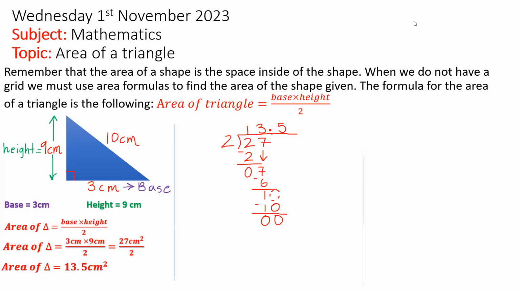Yes, sir. Base times height. The base is 3 and the height is 9. So 3 times 9 is 27. And you divide 27 by 2, which gives you 13.5. Thank you. All right, thank you.